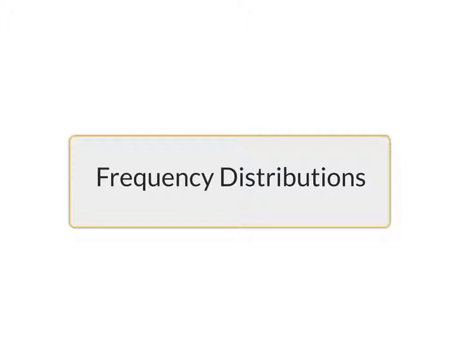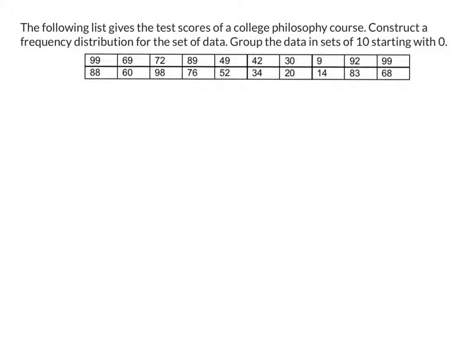Frequency distributions. The following list gives the test scores of a college philosophy course. Construct a frequency distribution for the set of data. Group the data in sets of 10 starting with 0. A frequency distribution tells us the number of times that a unique value occurs.